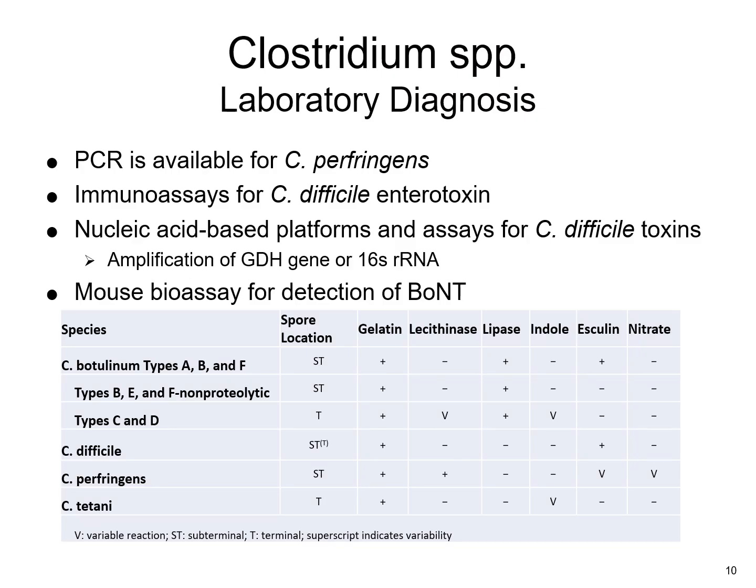So PCR is available for Clostridium perfringens, and you have different immunoassay techniques to help identify C. difficile, where it's looking for those enterotoxins. And there's also the NAT testing that's available as well to help look for the C. diff toxins. And then you have the mouse bioassay that will help look for the botulinum toxin.